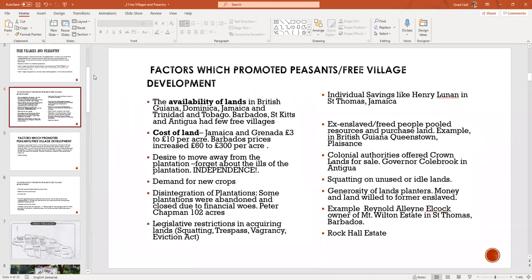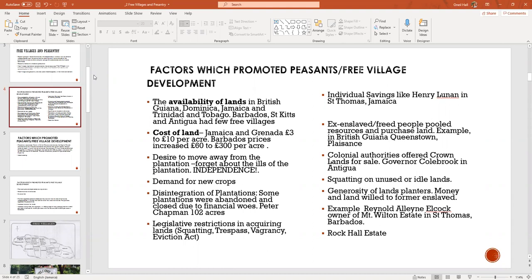Yes, that also happens. But we know for sure, we drive around Jamaica, we see that lands are available, right? So the availability of lands led to free villages being developed in these territories. Now, Barbados, St. Kitts, and Antigua had free villages, but they had few privileges.